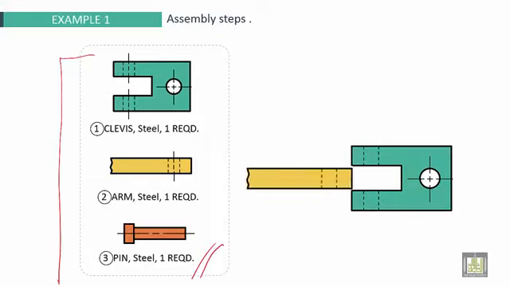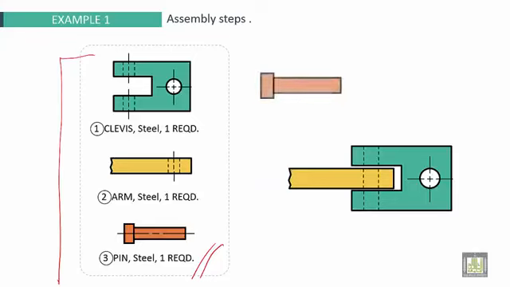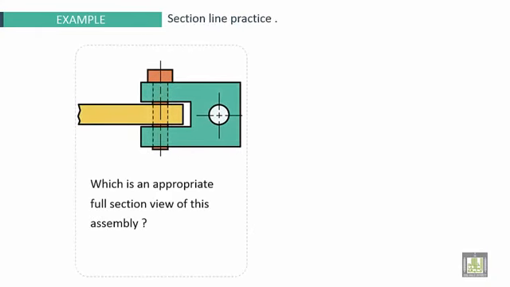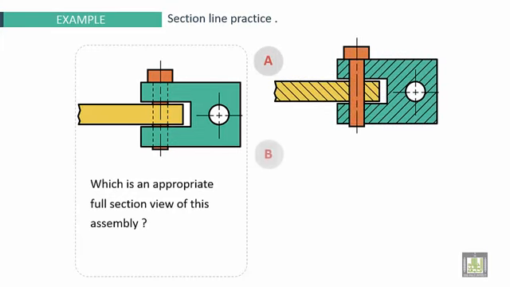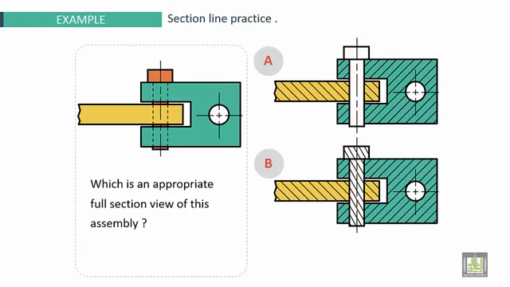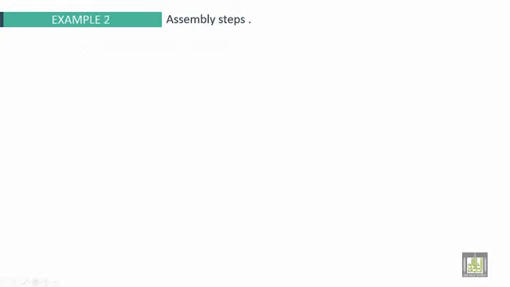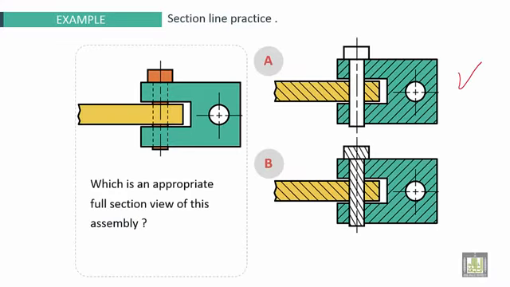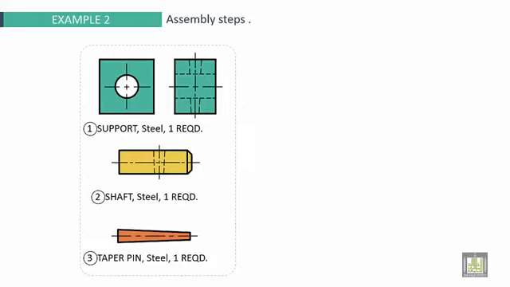If we make the assembly with this pin, now with section, first possibility, second possibility. So do not make hatching and section lines on standard parts. This one is good, this is poor or wrong as per standards of drawing.